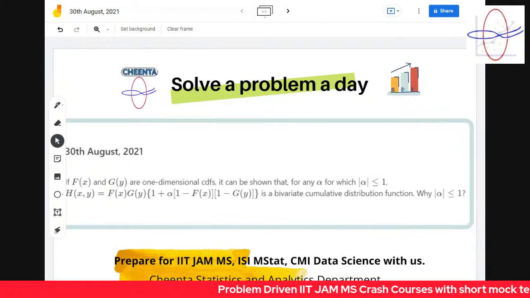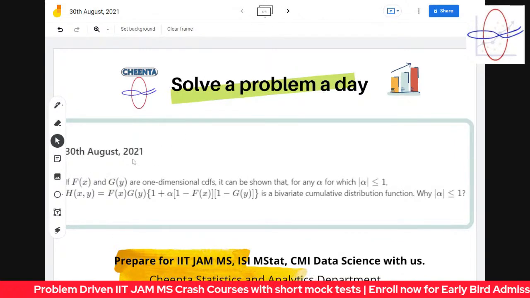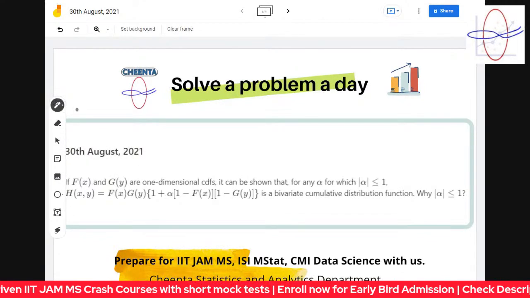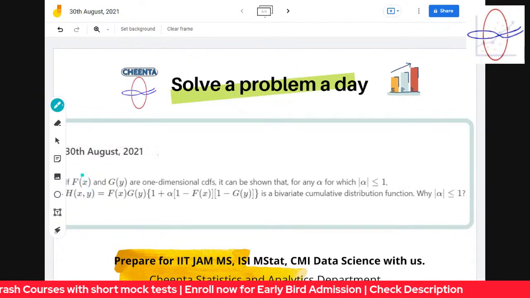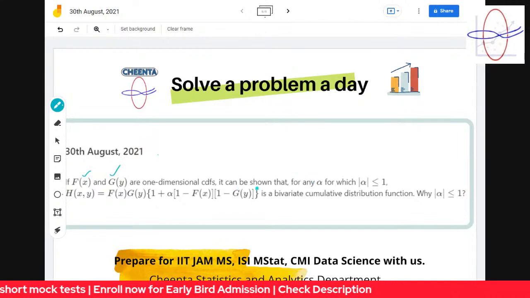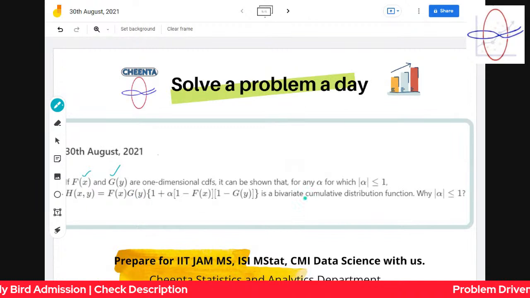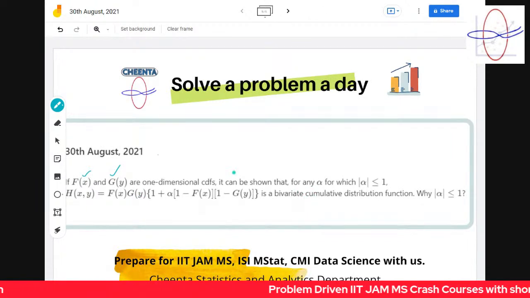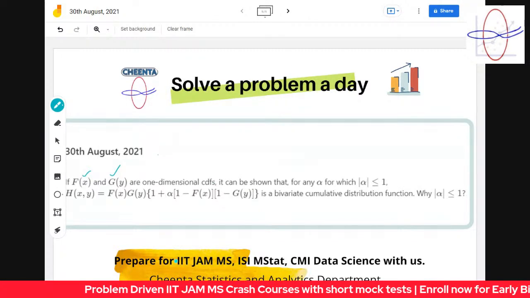And what's there in today's problem? So let's explore. It's given that F_X and G_Y are two one-dimensional CDFs, and we have to show that this is a bivariate cumulative distribution function. So this is the problem. How do you show that it's a bivariate cumulative distribution function?